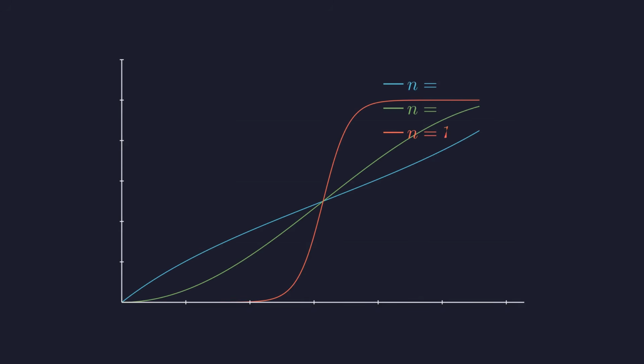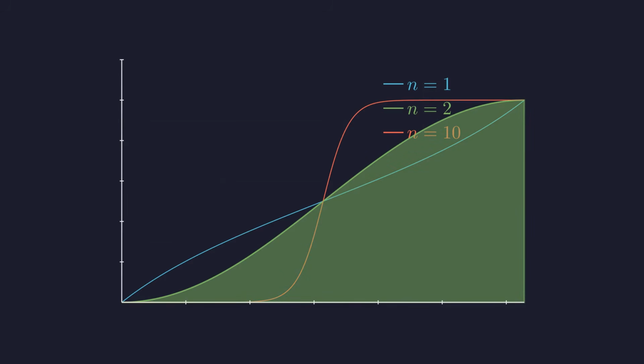Let's visualize this. We'll plot the function inside the integral for different values of n. Here are the curves for n equals 1, 2, and 10. Notice how different their shapes are. The integral represents the area under each of these curves from 0 to pi over 2. Even though the functions themselves change dramatically, the area they enclose remains constant at pi over 4. A truly beautiful and counterintuitive result.